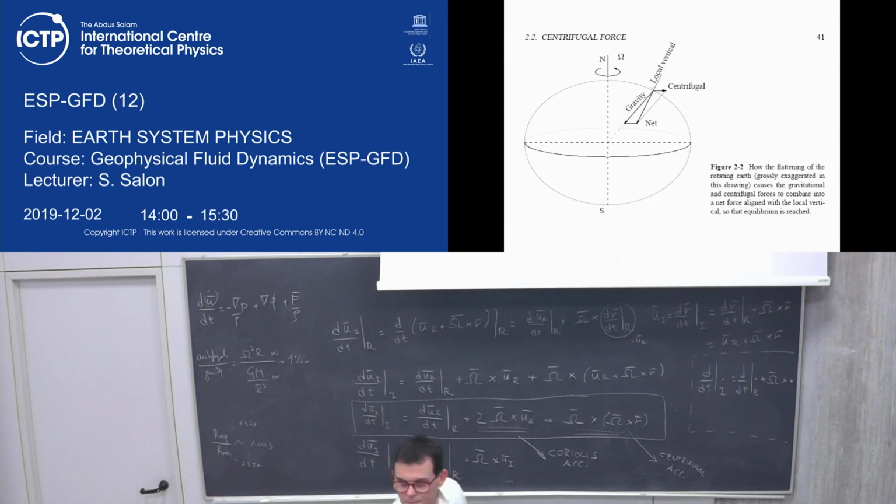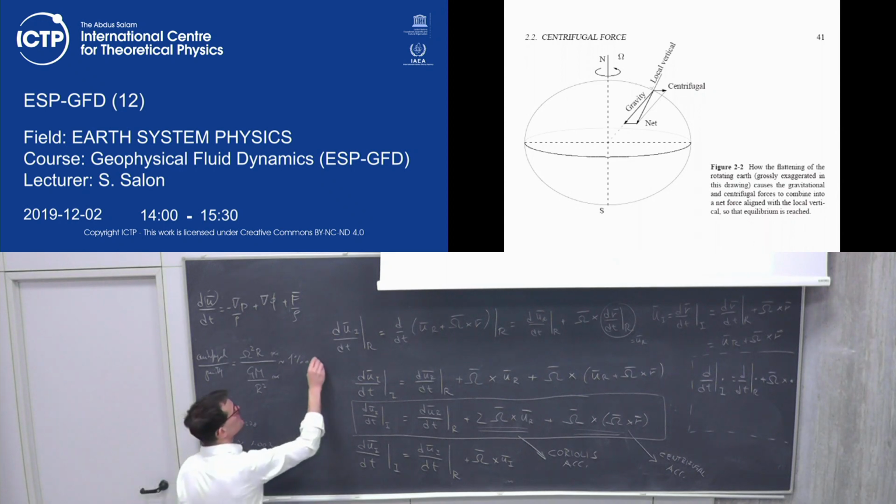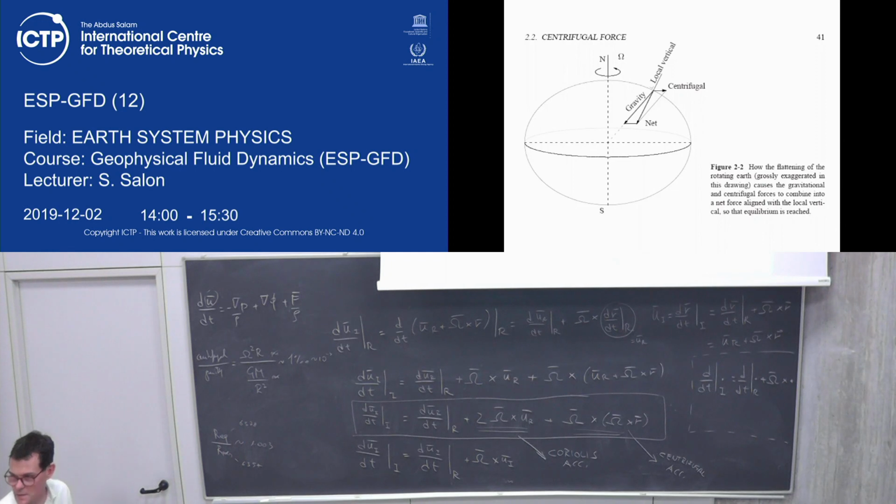You said they have the same magnitude. Sorry, you are saying the ratio is 1%, 1 per thousand, about 10 to the minus... You can do it. I mean, take the numbers and you do it.